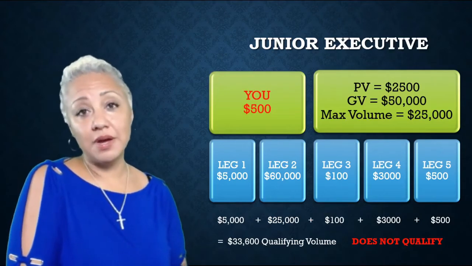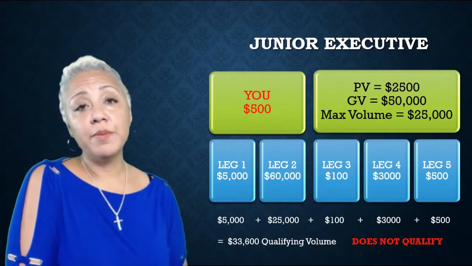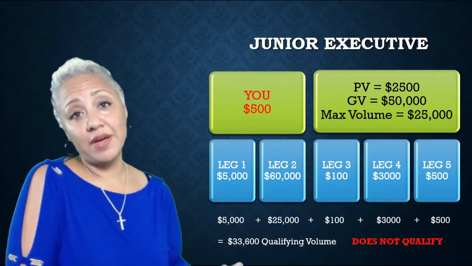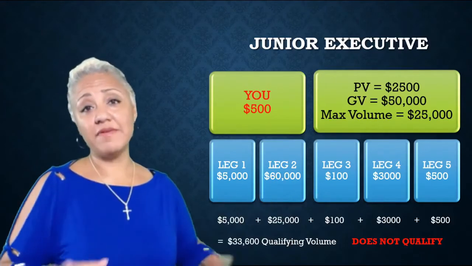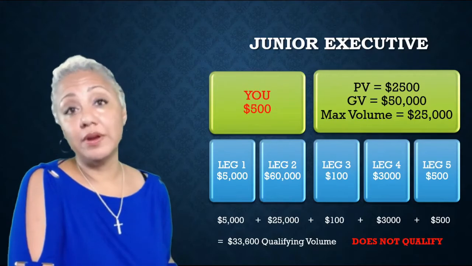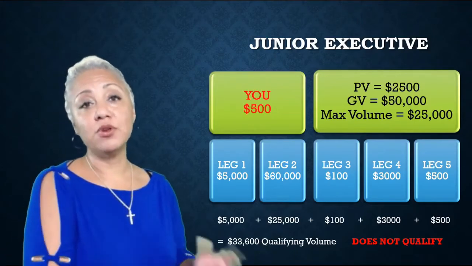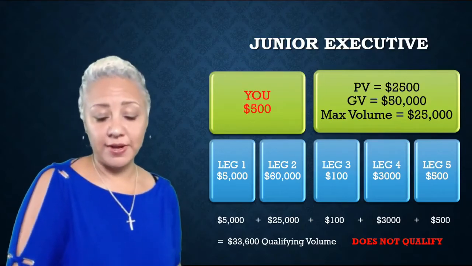Again, this is all in the comp plan. You can take a look to see what the max volume requirements are for each leg, but for junior executive, it is 25,000, which means the other 25,000 needed to reach rank has to come from other legs. It can come from 5 legs, 10 legs, or it can come from 1 leg or 2 legs. It doesn't really matter, as long as it's distributed and no one leg exceeds the maximum volume. So this one would not qualify.